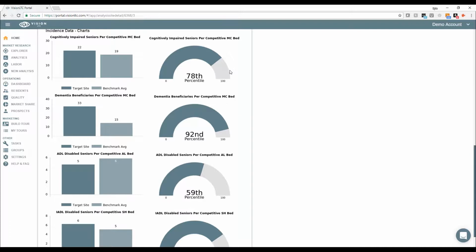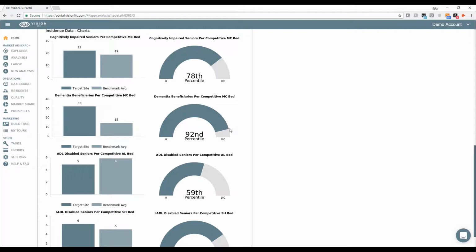So for the cognitively impaired seniors per memory care bed and the dementia beneficiaries per memory care bed, we're in the top 78th and the top 92nd percentile respectively. So this really stands out as an opportunity if I'm serious about expanding my memory care offerings. Just between these two assets alone, the difference is night and day.